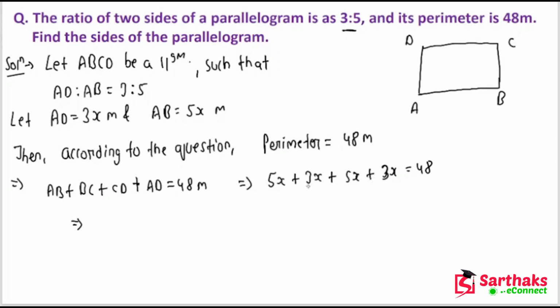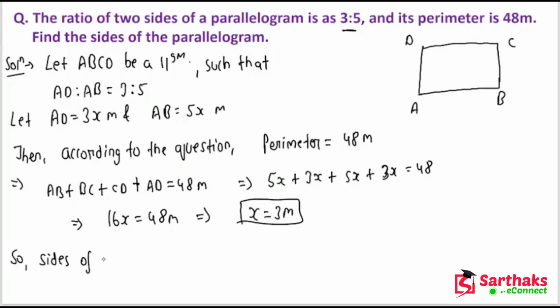Adding them, we get 5 plus 3, 8 plus 8, that is 16x equals 48 meter. Dividing both sides by 16, we get x equals 3 meter. So this is the common factor. Now the sides of the parallelogram are 3 into x, that is 3 into 3 equals 9 meter, and 5x, that is 5 into 3 equals 15 meter. You can verify that 9 plus 15 is 24 and its double is 48, so the perimeter of 48 is maintained. So our answer is correct.